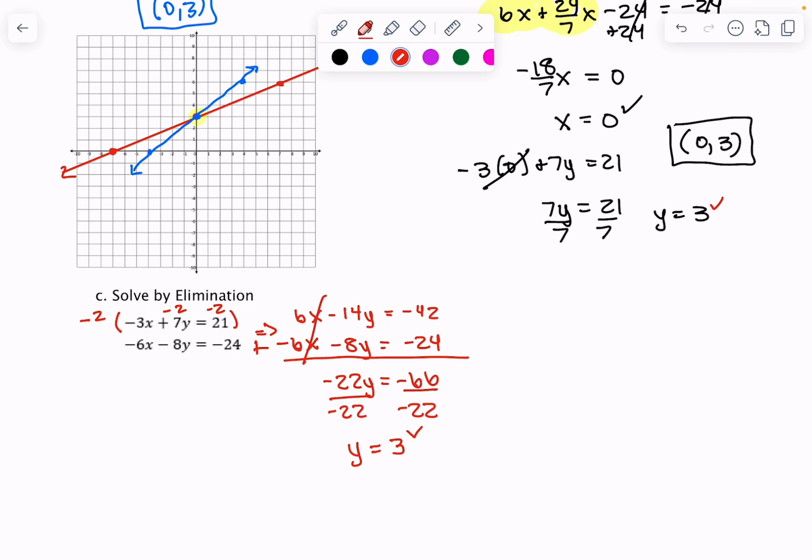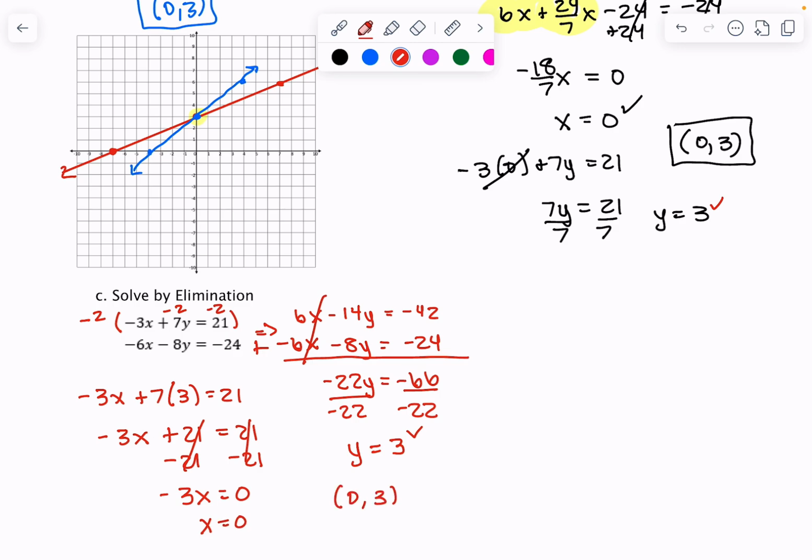Now we're just going to plug that 3 in for the y. Negative 3x plus 7 times the 3 equals 21. And I get negative 3x plus 21 equals 21. Subtract the 21 on both sides, and boom, there's that negative 3x equals 0. So x equals 0. And I get the same answer of 0, 3, but wasn't that so much more efficient?